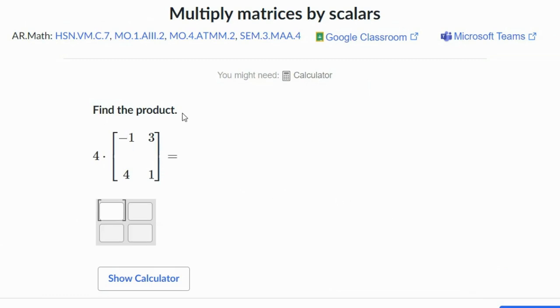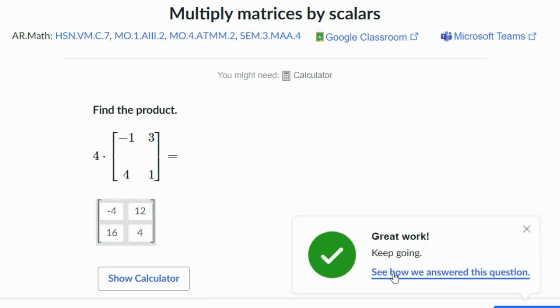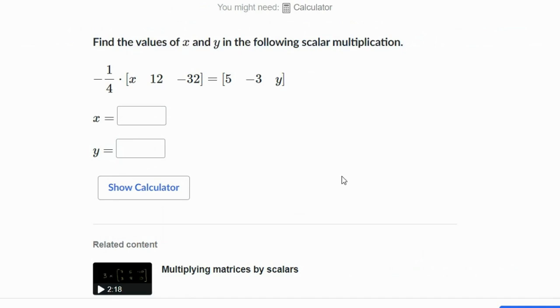Find the product 4 times, and we have this matrix of -1, 3, 4, 1. So let me do this. -1 times 4 is -4. 4 times 3 is 12. 4 times 4 is 16. 4 times 1. Let's see how we did. Yay.